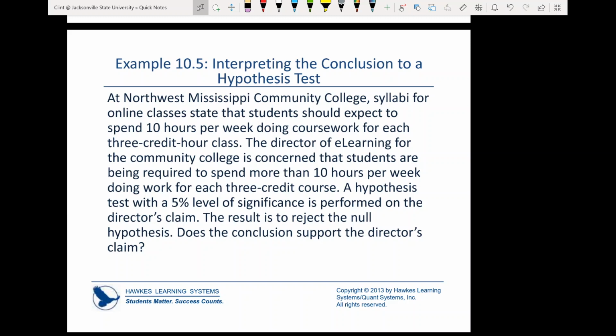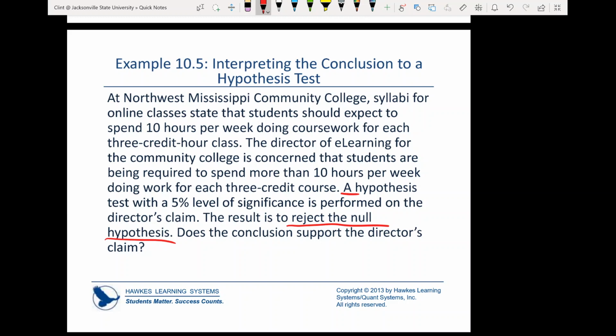class. The director of e-learning thinks that students are having to spend more than 10 hours per week on each class. And then on down here a little bit, it tells us a hypothesis test with a 5% level of significance is performed on the director's claim. The result is to reject the null hypothesis. So now we kind of have to interpret that. Does that mean that the director of e-learning's claim was right, that we had evidence for that, or that we did not have evidence in favor of his claim?